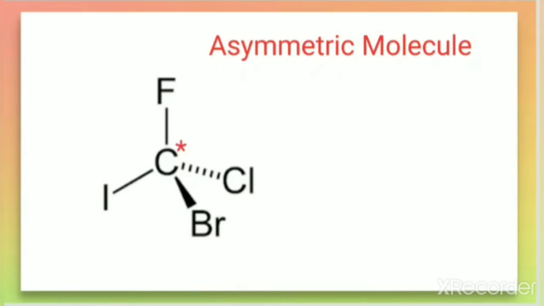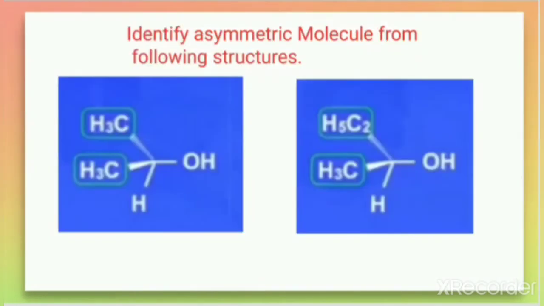Let us take one problem. Look at the two structures. These are two organic compounds. Identify the asymmetric molecule from the following structures. The first structure, this is the carbon. When you find it out, the four groups surrounding it are one methyl group, this is also a methyl group, one hydrogen and one hydroxy group. So from these, two are similar. You can find these two are similar.